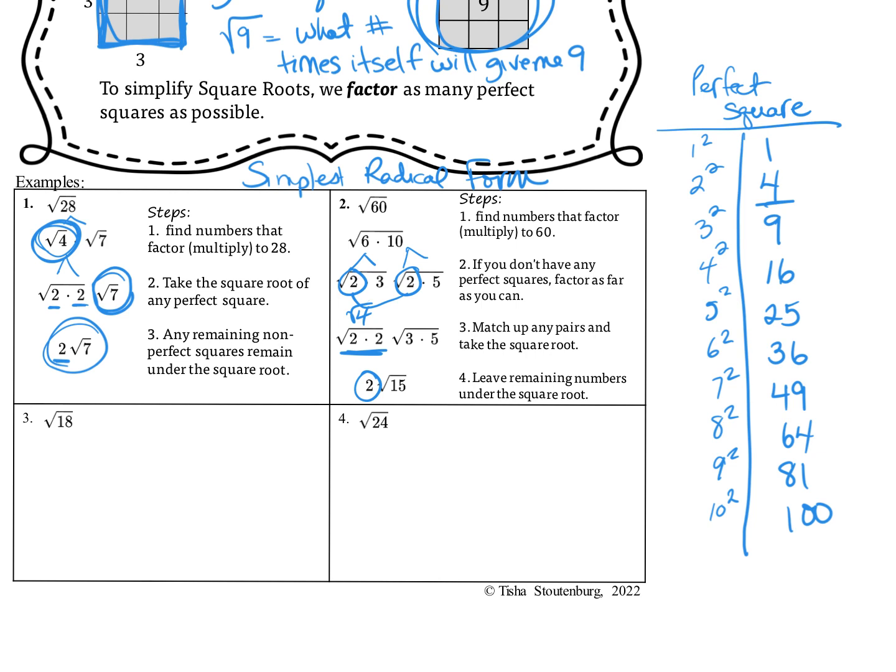And that just leaves me with what I have remaining, which is 3 and 5. And 3 and 5 are both prime numbers and cannot be factored. So we can just multiply those together and get 15, because I can't factor them any farther. So my final answer would be 2 square root 15.